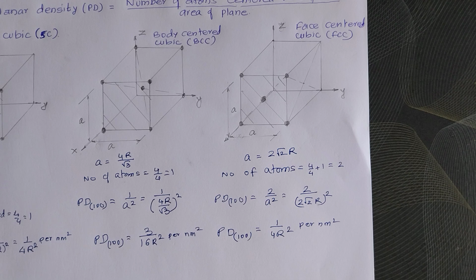So this is how you find the 100 planar densities for the simple cubic structure, body-centered cubic structure, and face-centered cubic structure. Thank you.